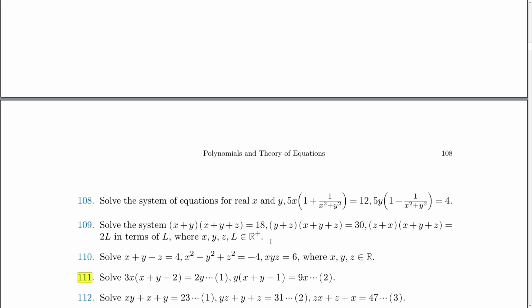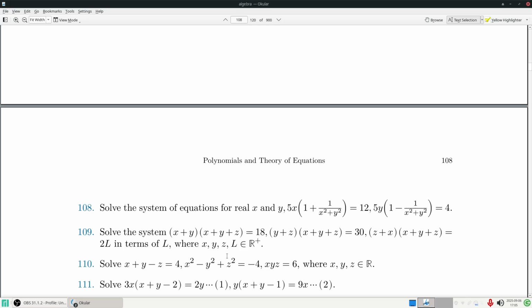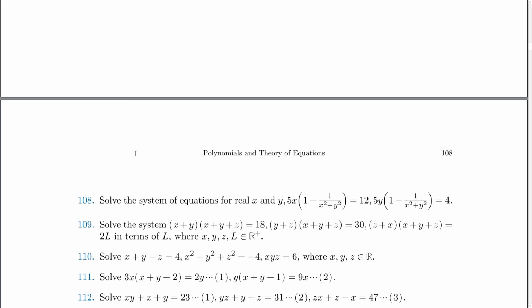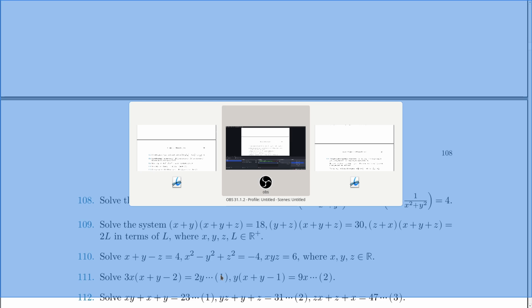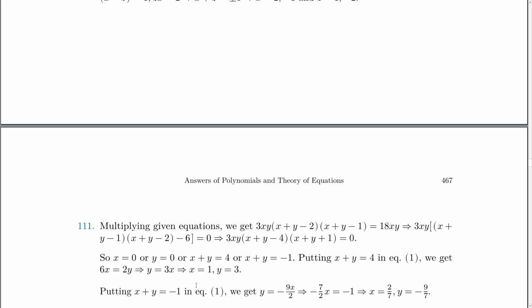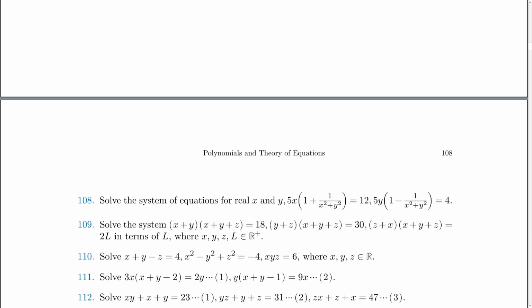Question number 111 says: solve 3x(x + y - 2) = 2y. That is the first equation. And y(x + y - 1) = 9x. That is the second equation. So you see, two variables, two unknowns would be easy. So we have this equation and this equation.